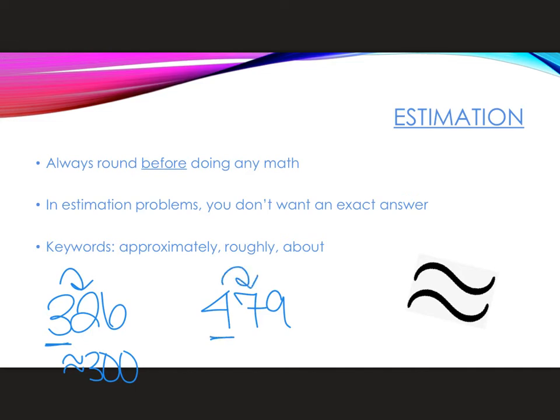Looking here, so again, front end rounding, we're going to underline the 4, look at the 7. The 7 is greater than 5, so it's going to make us round up. So 479 is closer to 500. You want to make sure that you are estimating the correct way. Estimation is not using the exact numbers and rounding at the end. You always do it before doing any math.